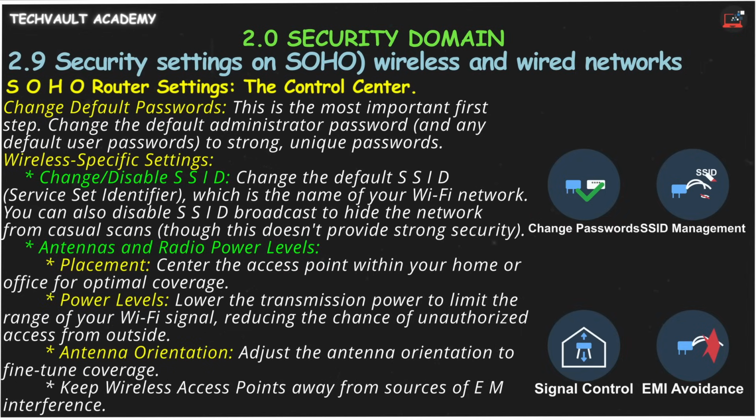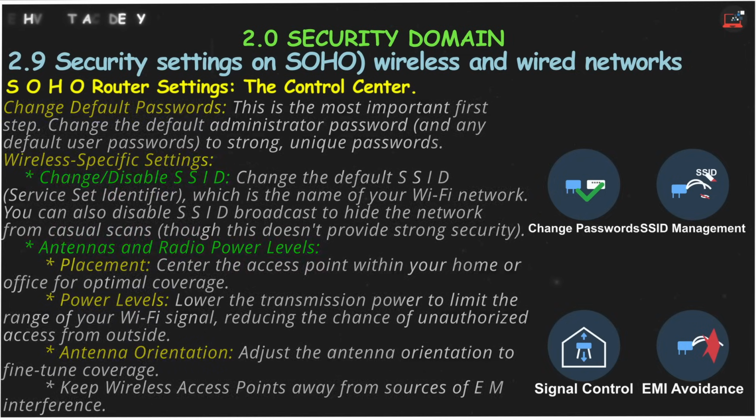Antennas and radio power levels. Placement. Center the access point within your home or office for optimal coverage. Power levels. Lower the transmission power to limit the range of your Wi-Fi signal, reducing the chance of unauthorized access from outside. Antenna orientation. Adjust the antenna orientation to fine-tune coverage. Keep wireless access points away from sources of EM interference.